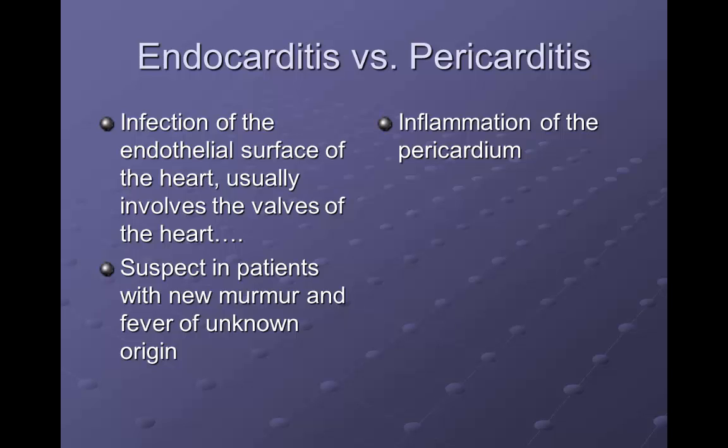Even though pericarditis could have a pericardial friction rub and patients could have underlying valvulopathies, a new murmur that is heard on a patient that is known from the past to have no associated valvulopathy, and fever of unknown origin, is a hallmark for suspicion of endocarditis. So remember that. Any new murmur that is heard on a patient should raise the suspicion of endocarditis.